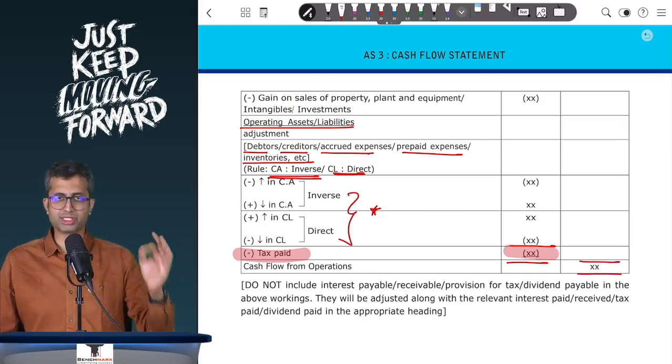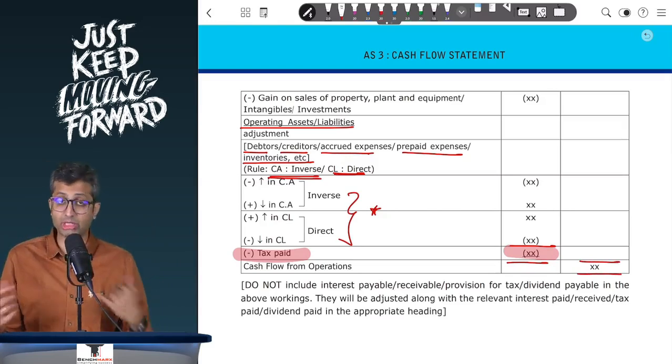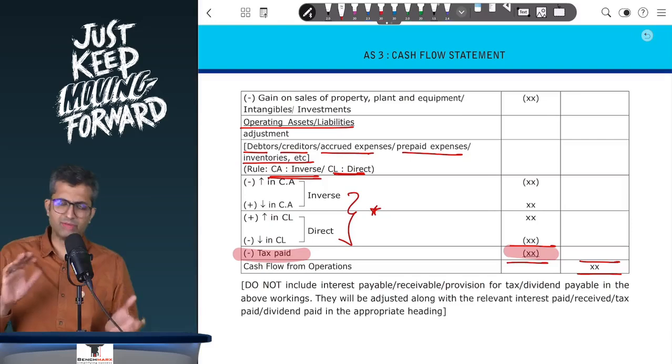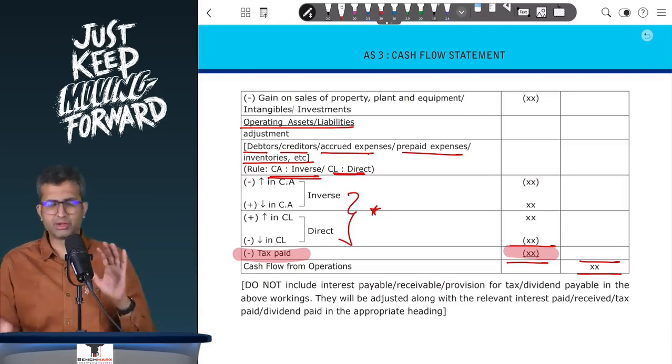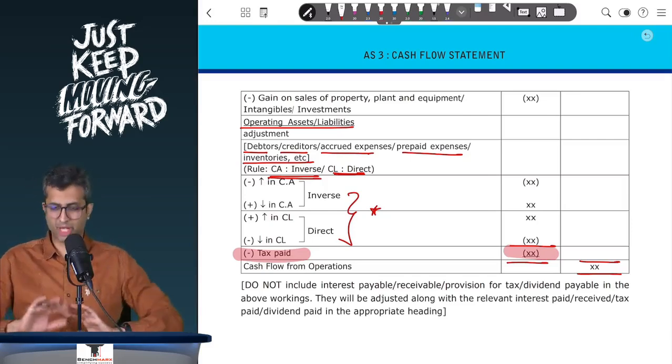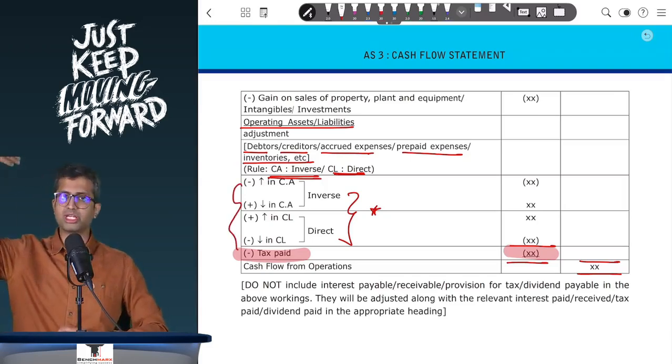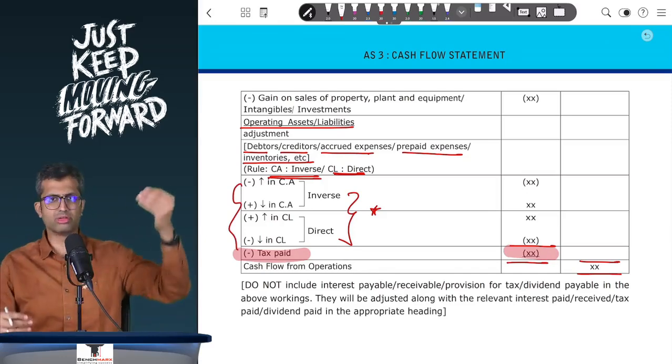Remember, the operating adjustments that you do are only for operating items over here, like dividend, interest. Even if they are dividend payable, dividend receivable, interest payable, interest receivable, provision for tax, you will not record that separately over here. That will go along with the corresponding dividend paid or interest income.